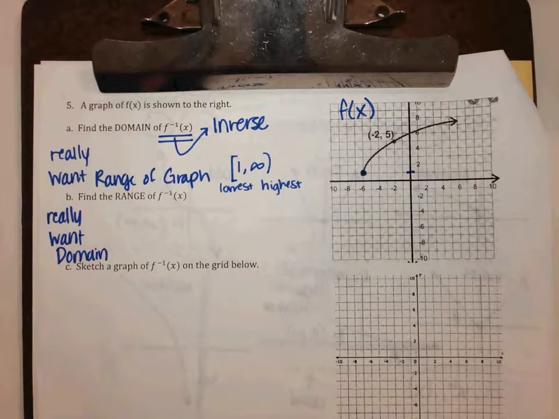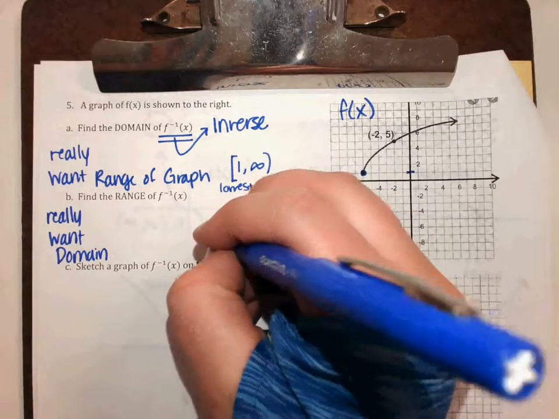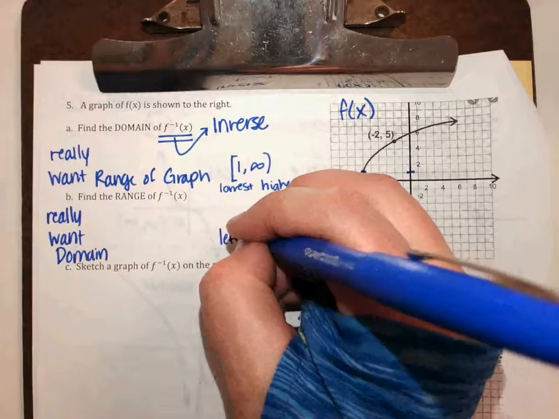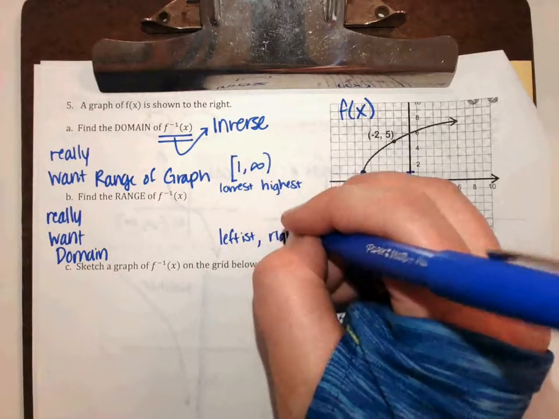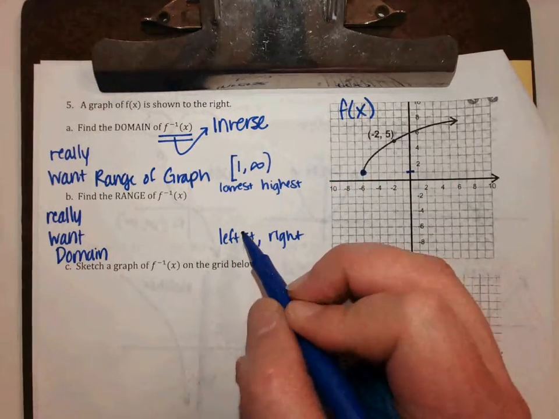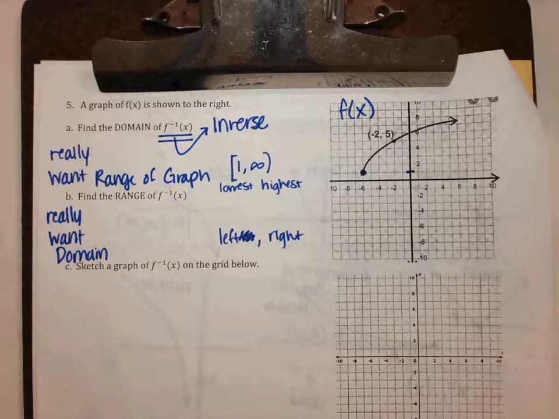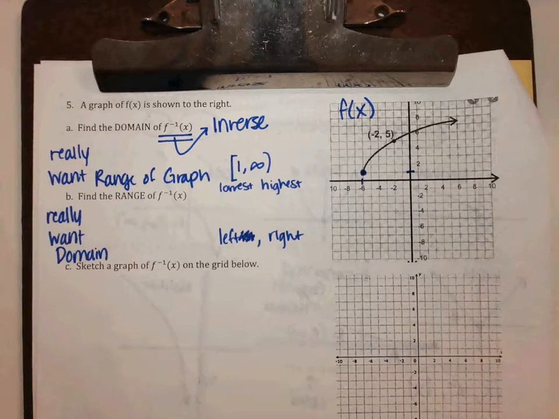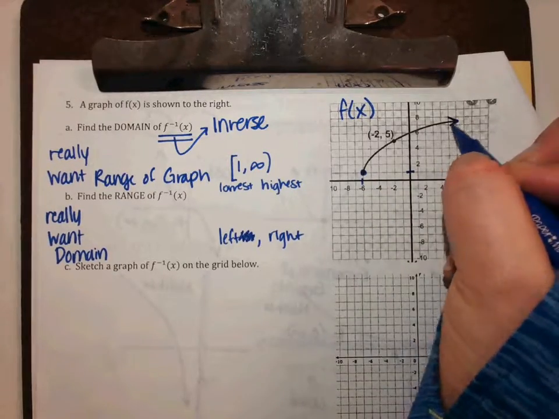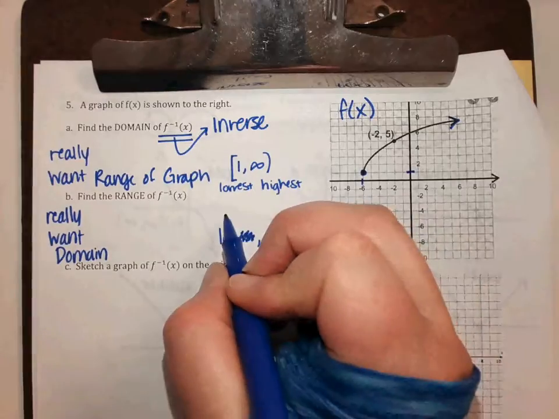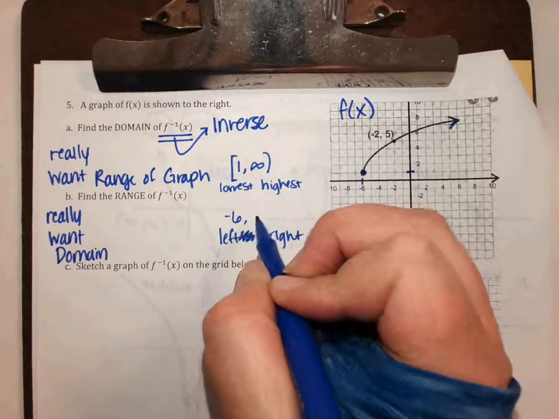Okay, so the domain is going to be left to right. So what is the leftist, pretend that's a word, okay, that the graph goes, and then the right side. I guess ist doesn't make sense. Okay, but the leftist and then the rightist. Okay, how far to the left does the graph go? -6. How far to the right does it go if I have an arrow? Infinity. So it would be from -6 till infinity.